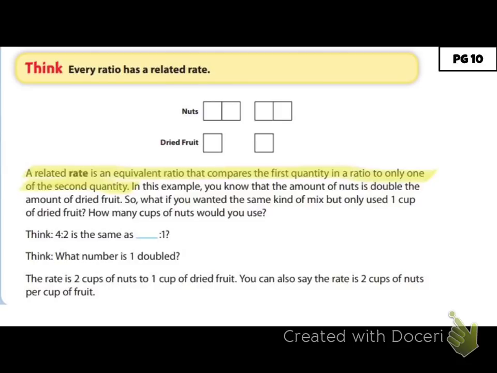In this example, you know that the amount of nuts is double the amount of dried fruit. So what if you wanted the same kind of mix but only used 1 cup of dried fruit? How many cups of nuts would you use? Well, we have 2 cups originally and we only want 1, so we'd be dividing by 2 to get 1. So we'd have to do the same thing to the nuts. 4 divided by 2 would be 2. So what number is double 1? Well, that would be 2. And the rate is 2 cups of nuts to 1 cup of dried fruit. You can also say the rate is 2 cups of nuts per cup of fruit.